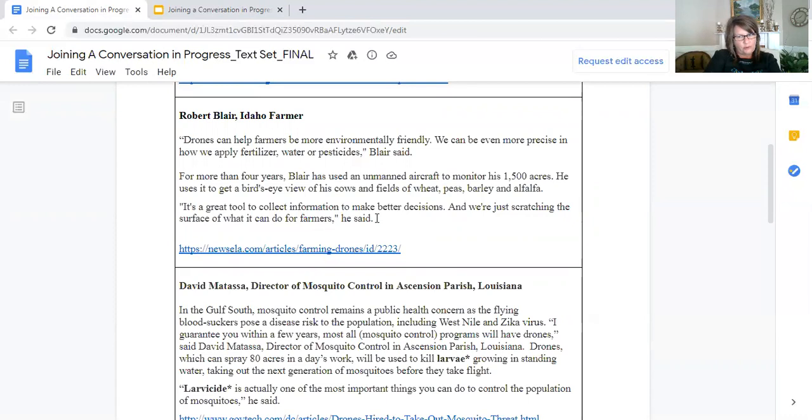So this makes me wonder if maybe Blair, using this new technology, especially this unmanned, it makes me wonder how many jobs this has done away with. So for example, maybe there was a time when he hired a person or two to do this. I mean, if it's 1,500 acres, he might have had to hire several people to monitor this acreage. Now with the drone, perhaps people lost jobs.